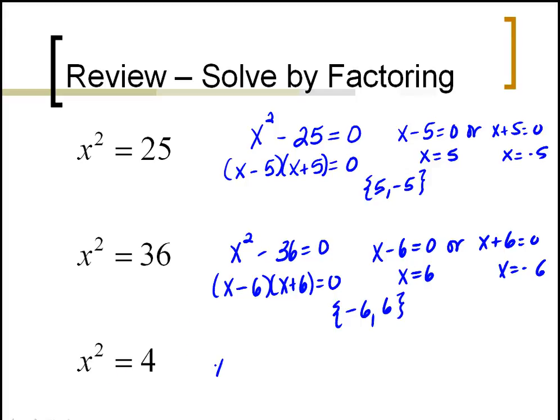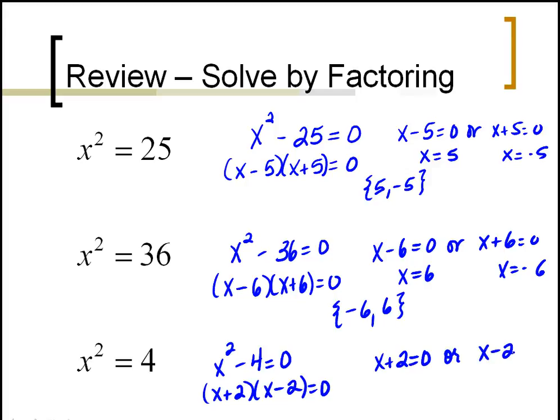x squared equals 4. Similar problem, x squared minus 4 is equal to 0. So that would be x plus 2 times x minus 2 equals 0. Setting those factors to 0, we get x plus 2 equals 0, or x minus 2 is equal to 0. So our solutions are negative 2 or 2.